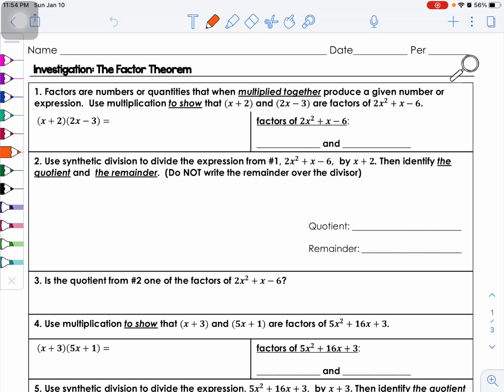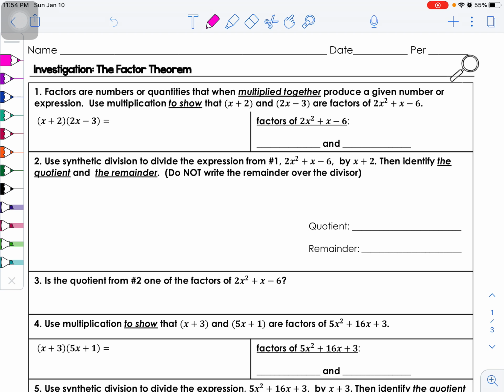So we're going to talk about the factor theorem, which is an explicit part of the remainder theorem. But what we're going to look at here is we're going to start by just dealing with some factors. What does it mean to be a factor? And kind of dealing with that information. So factors are numbers or quantities that when multiplied together produce a given number or expression.